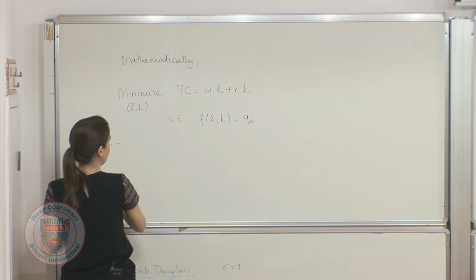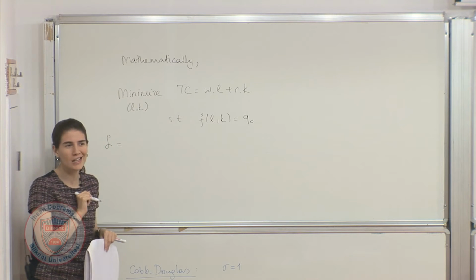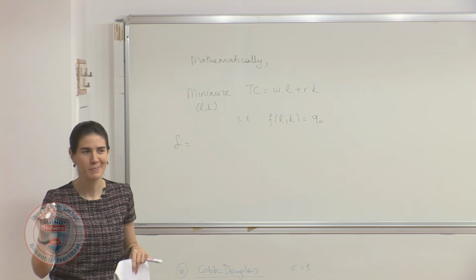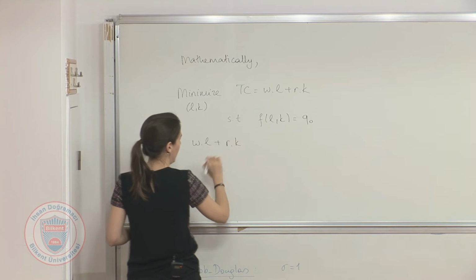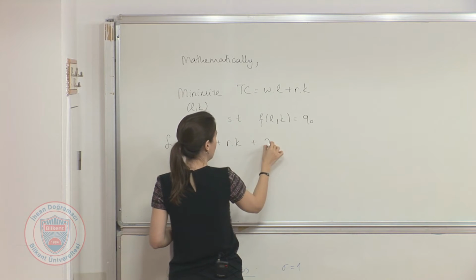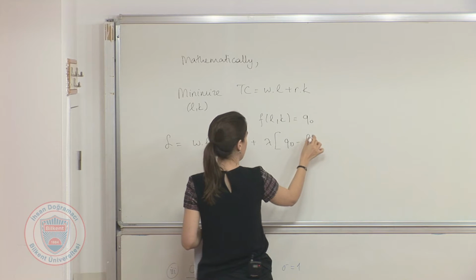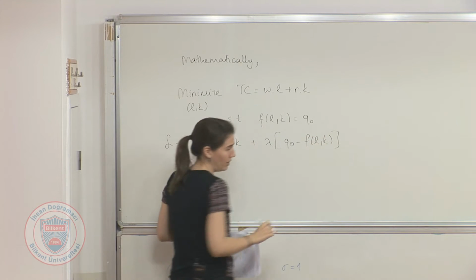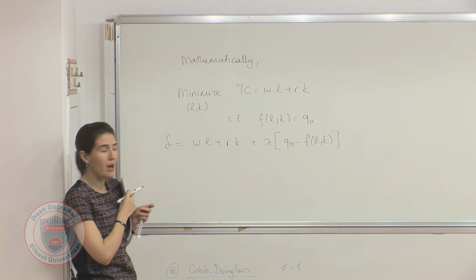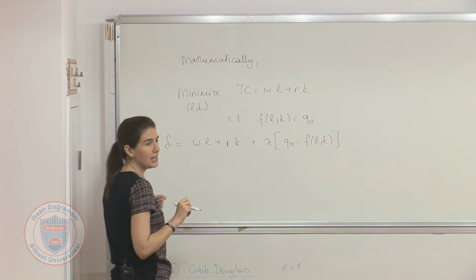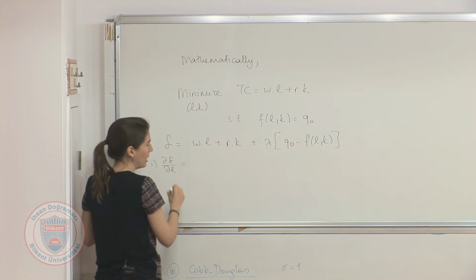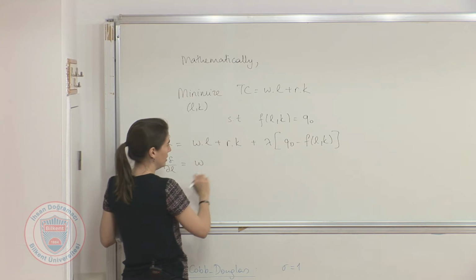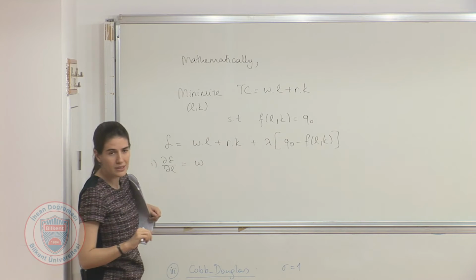So now we're going to set up the Lagrangian. How am I going to set the Lagrangian up? W times L plus R times K, plus lambda times q0 minus f of L, K. That's it. Now I'm going to start taking derivatives. The first one is del L over del L, with respect to L. This is wage, as we know. If I take the derivative, what's going to be?